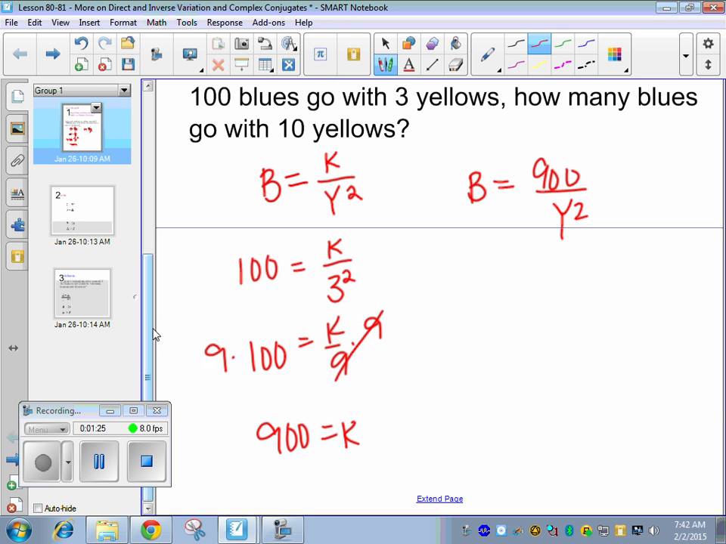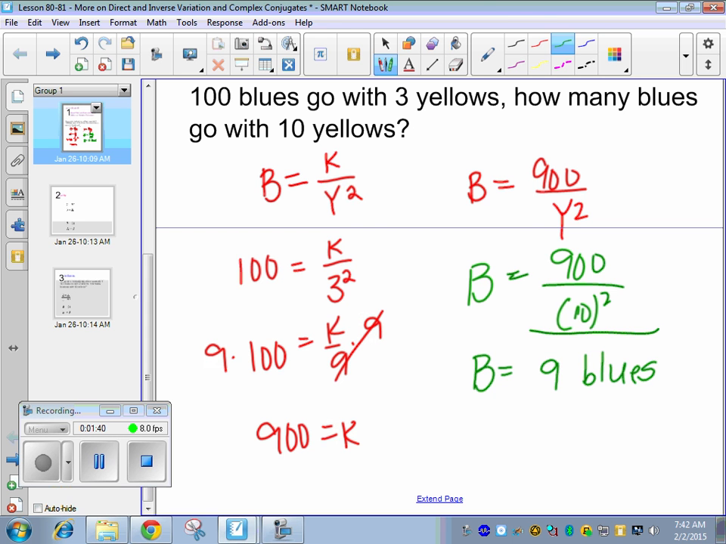So how many blues go with 10 yellows? So we're going to plug in 10. 10 squared is 100. 900 divided by 100 is 9. Don't forget a word on these. So 9 blues.